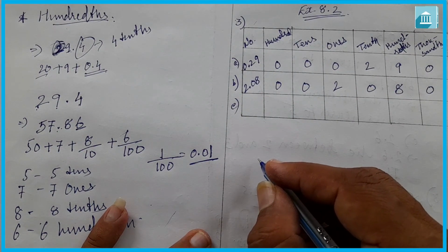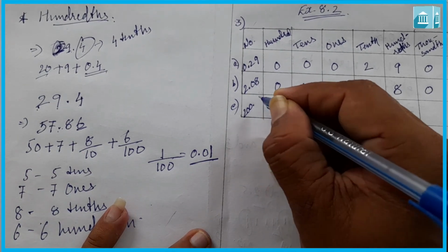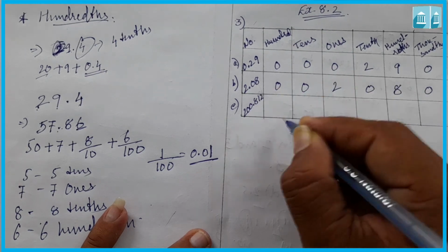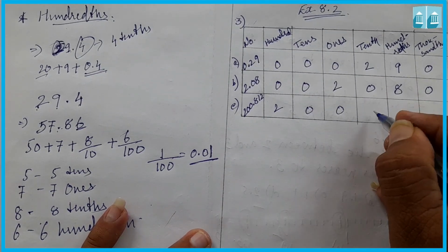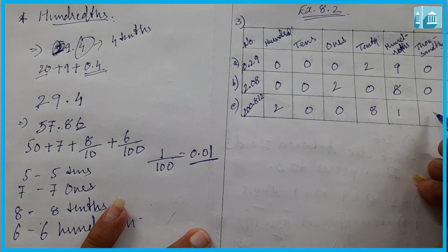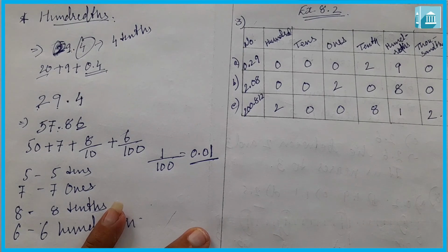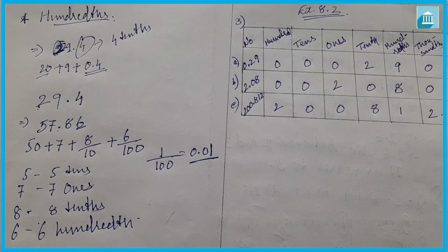C and D you can do by yourself. Question E is here: 200.812. So here hundreds place 2, tens 0, ones 0, tenths place 8, hundredths place 1 and thousandths place 2. So in this way we can write the place value table.